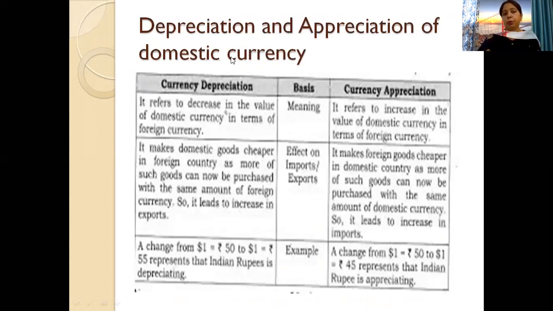Appreciation and depreciation of domestic currency. Before I go to this topic, I want to tell you one more topic, that is devaluation and depreciation. Sometimes a one mark question is there in the CBSE. In devaluation and depreciation, the value of the domestic currency is decreased as compared to other countries. In both, but in devaluation the decrease is done intentionally by the government. Government itself decreases the value of its currency, whereas in depreciation, the value of currency decreases due to market forces, that is demand and supply forces.